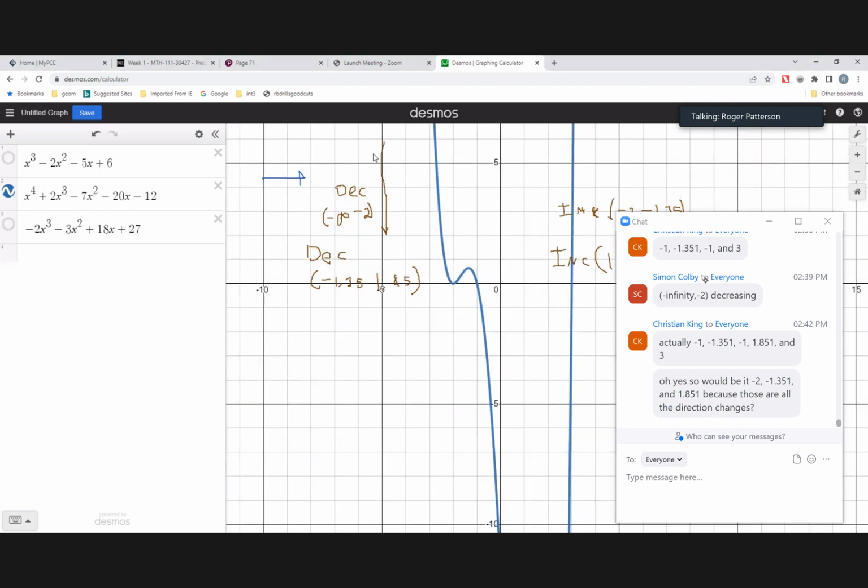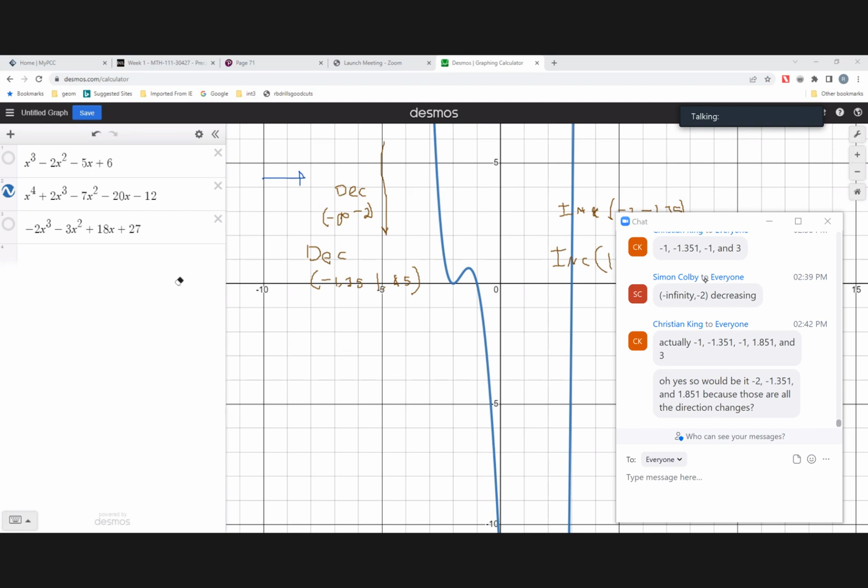So let me see if I understand what you're saying. Are you saying what if the graph came like this, and then it kept going up to here? So this would be from negative infinity to whatever that point is, which was negative 1.35? But it would still just be negative infinity regardless if it's coming from the top or bottom. Right. Okay, got it.